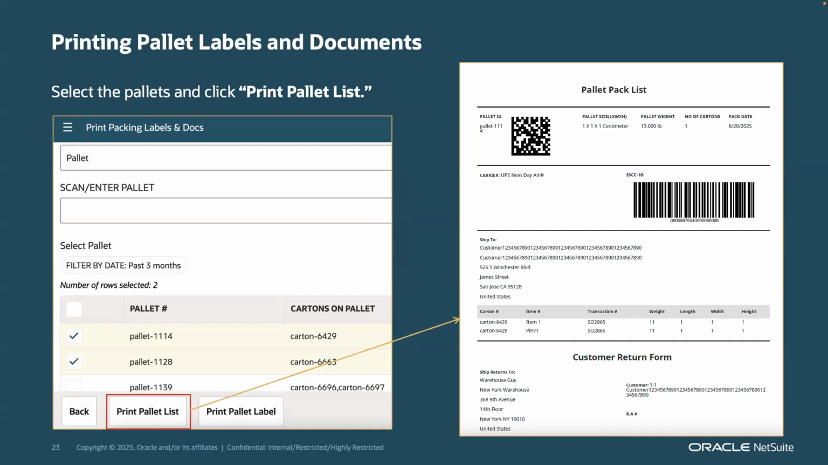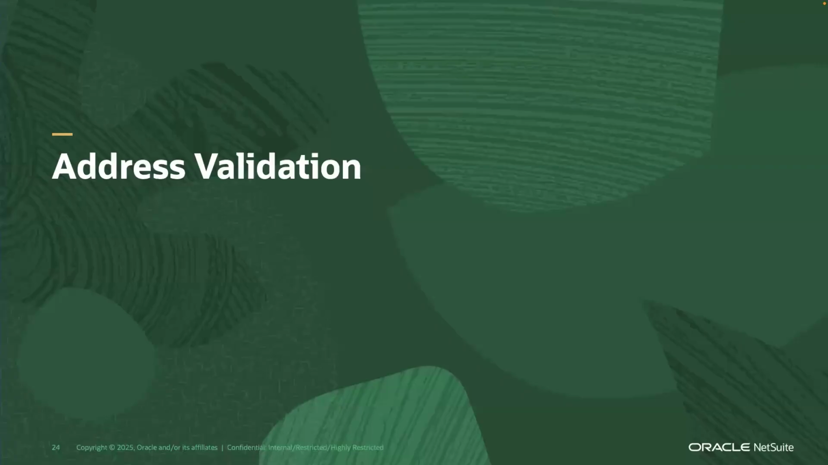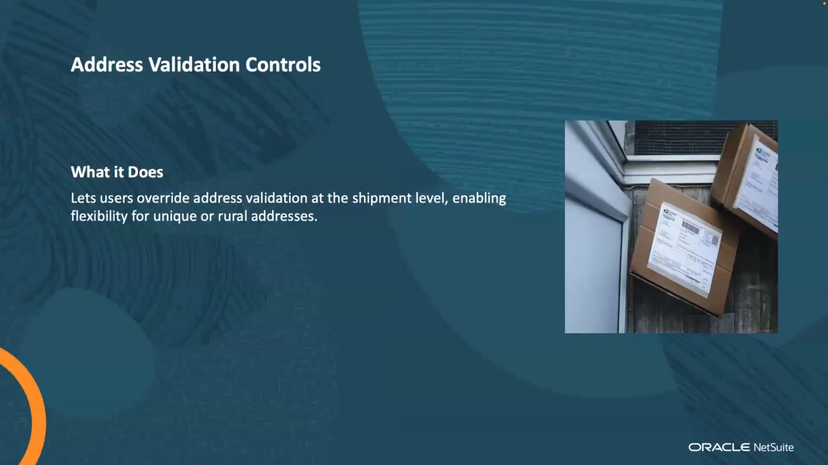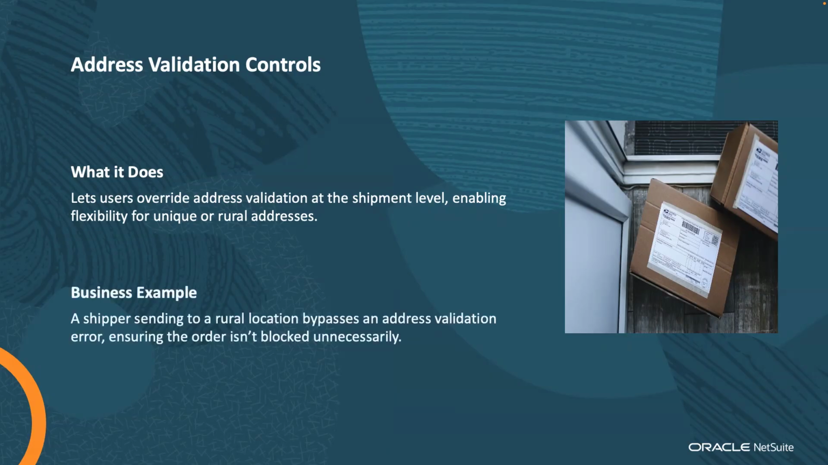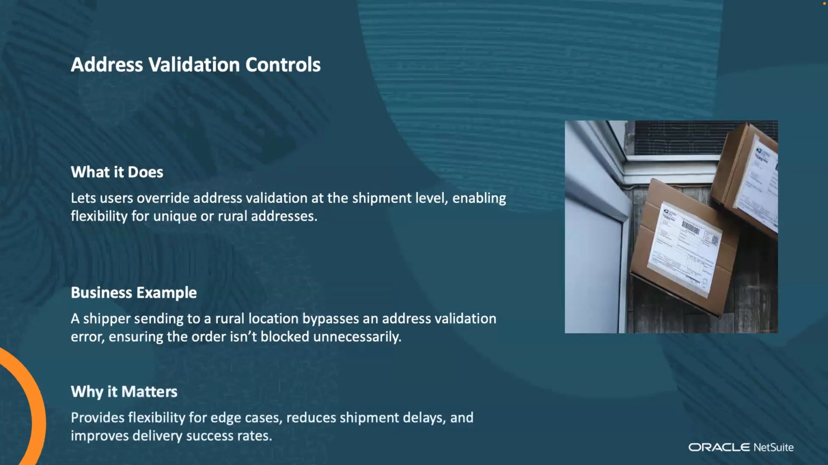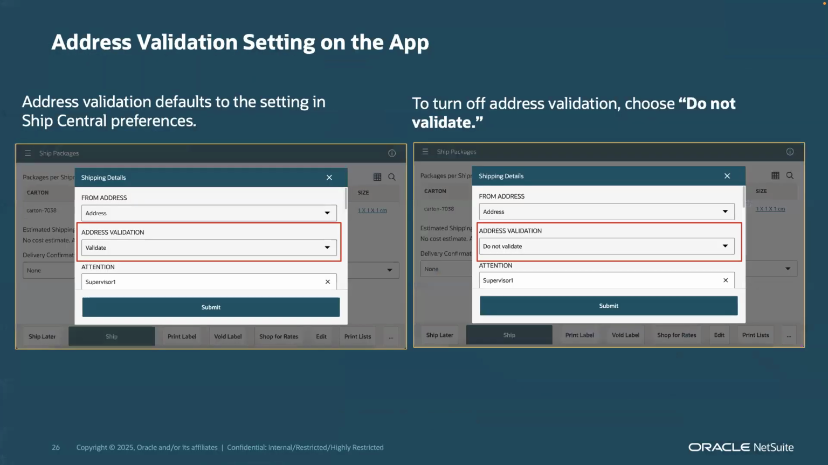From here, let's shift to another area where flexibility really matters: address validation. Address validation is useful for catching errors before they become shipping problems, but sometimes validation blocks shipments unnecessarily, especially for rural or unique addresses. That's why in 2025.2, you can now override address validation at the shipment level. This keeps orders moving instead of blocking the entire order.